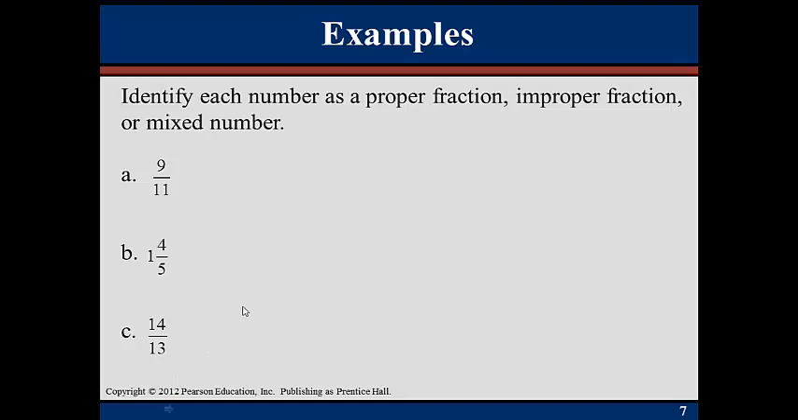Let's see some examples. It says identify each number as a proper fraction, an improper fraction, or a mixed number. For A, it says 9 over 11, 9/11. 9 is less than 11, so this is a proper fraction. 1 and 4/5. 1 is the whole number. 4/5, it represents the fraction part. So this is a mixed number. And then 14 over 13. 14 is greater than 13, so this is an improper fraction.